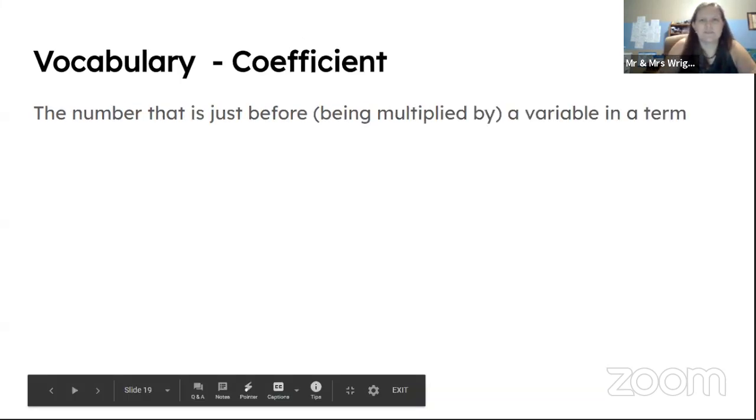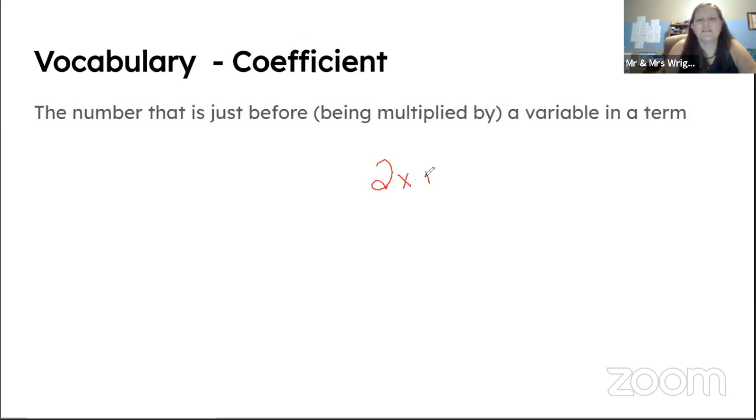Coefficient. Coefficient is going to be the number that's before the variable. When you have a variable being multiplied by a number, the number is always going to be placed first. That's standard form.